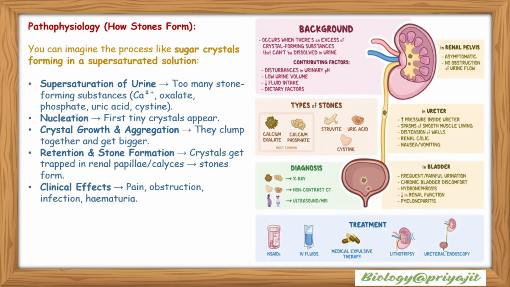Pathophysiology, or how stones form. You can imagine the process like sugar crystals forming in a supersaturated solution. Supersaturation of urine: too many stone forming substances like calcium 2 plus, oxalate, phosphate, uric acid, cystine. Nucleation: first tiny crystals appear. Crystal growth and aggregation: they clump together and get bigger. Retention and stone formation: crystals get trapped in renal papillae or calyces, and stones form. Clinical effects: pain, obstruction, infection, hematuria, etc.